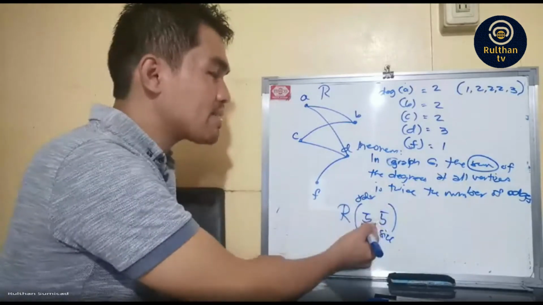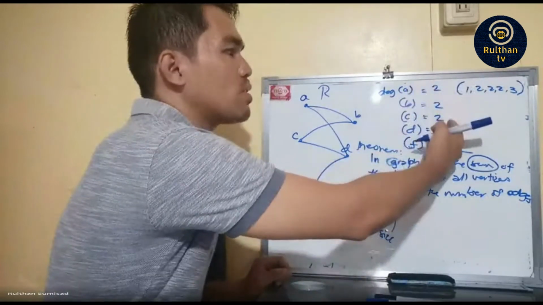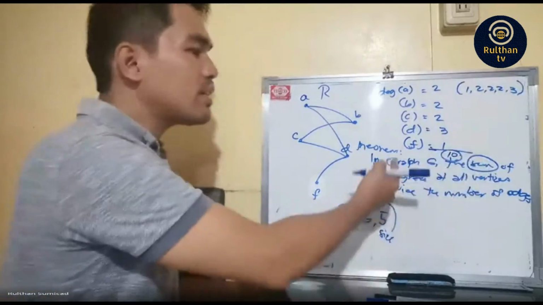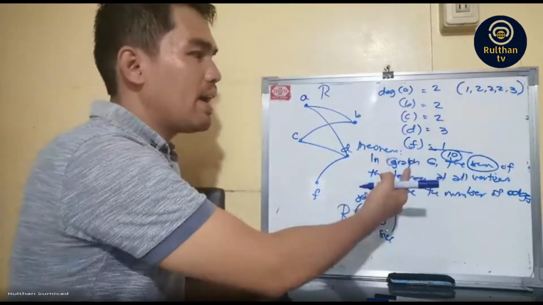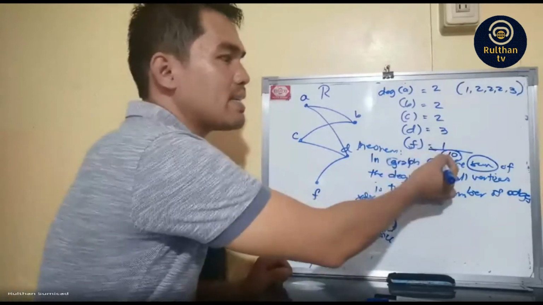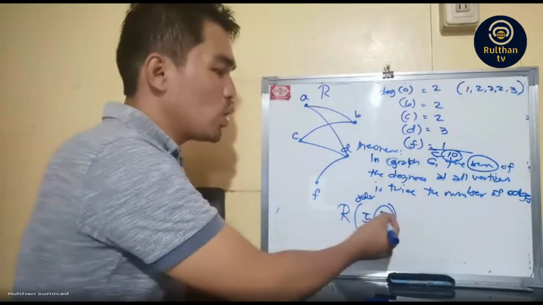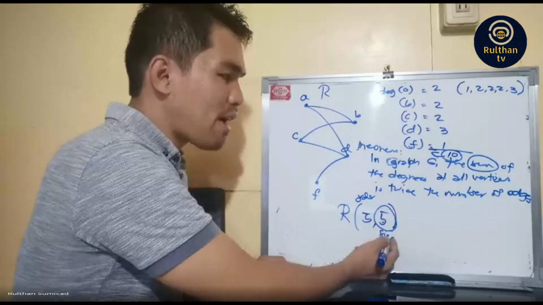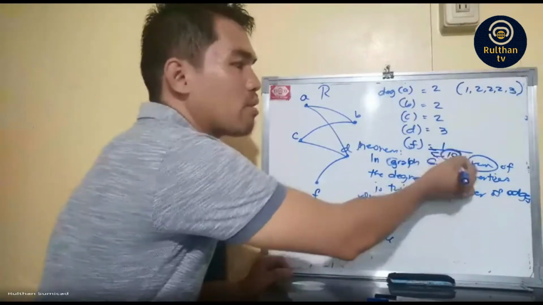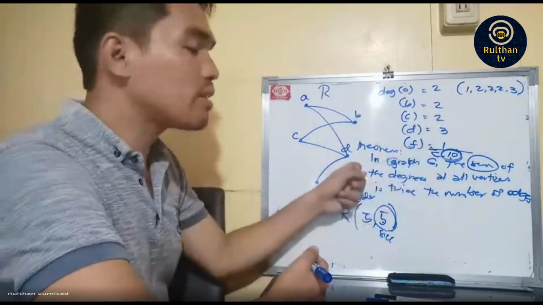So in this case, let's get the summation: 2 plus 2 plus 2, that's 6. It's 10. According to the theorem, when you double the size of the graph, that is equivalent to the summation of your degrees. The size here is 5. That's the number of edges. So 5 times 2 gives you 10. No wonder the summation of our degrees is 10, according to the theorem.